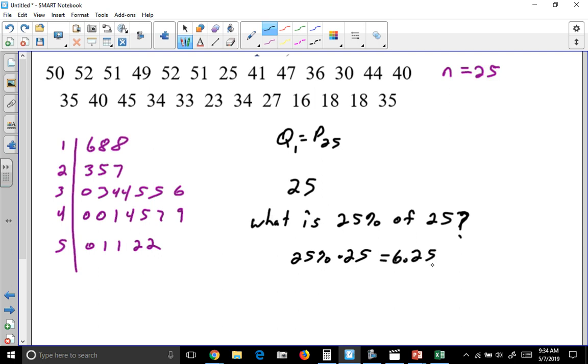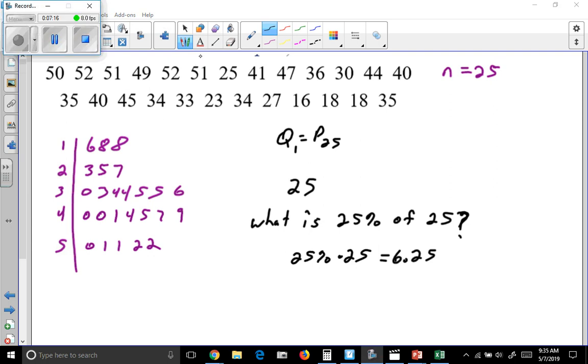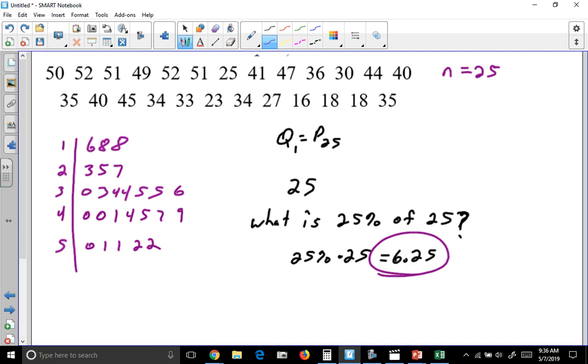So it takes 6.25 pieces of data to make up 25% of our data. Well, what does that mean? The 6.25 helps us know the amount of data that is below the first quartile. If this number is a decimal, we're going to round up to the next integer. So our depth will be 7.